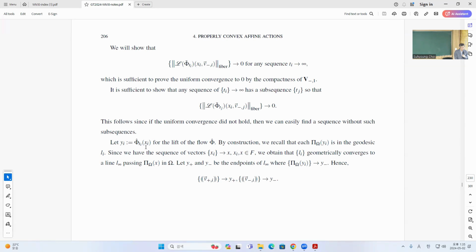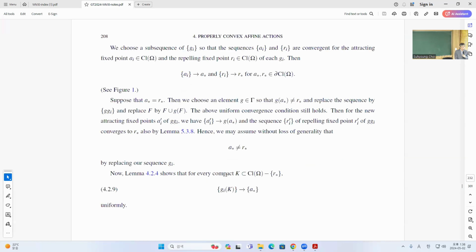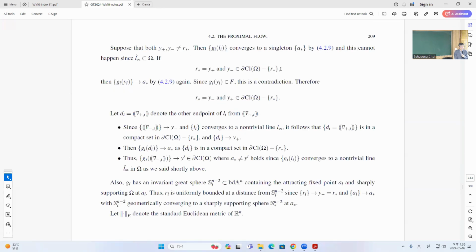So then you just look at y_i, which is the flow of x_i after some time t_i, and then you look at the sequences, and then I put this back to the fundamental domain by some g_i because the action is co-compact, and then we act by this linear part of the action. And for this argument you can choose these so that A_i and R_i are convergent. You just take the subsequences, and then if these are the same, you can multiply by some element to make it different, and then this is true, okay, for any k.